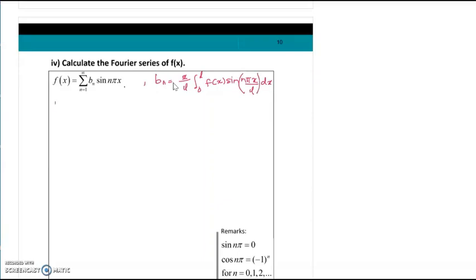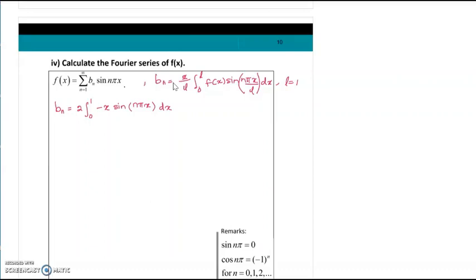Now we need to compute b_n. So b_n is 2 over L. In this problem, we know that our L is 1. So we have 2 over 1, so 2 times the integral from 0 to 1. f(x) is -x, given by the problem. So this is f(x) times sine(n pi x over L), so we have sine(n pi x over 1), so sine(n pi x) dx. So we need to solve that integral.